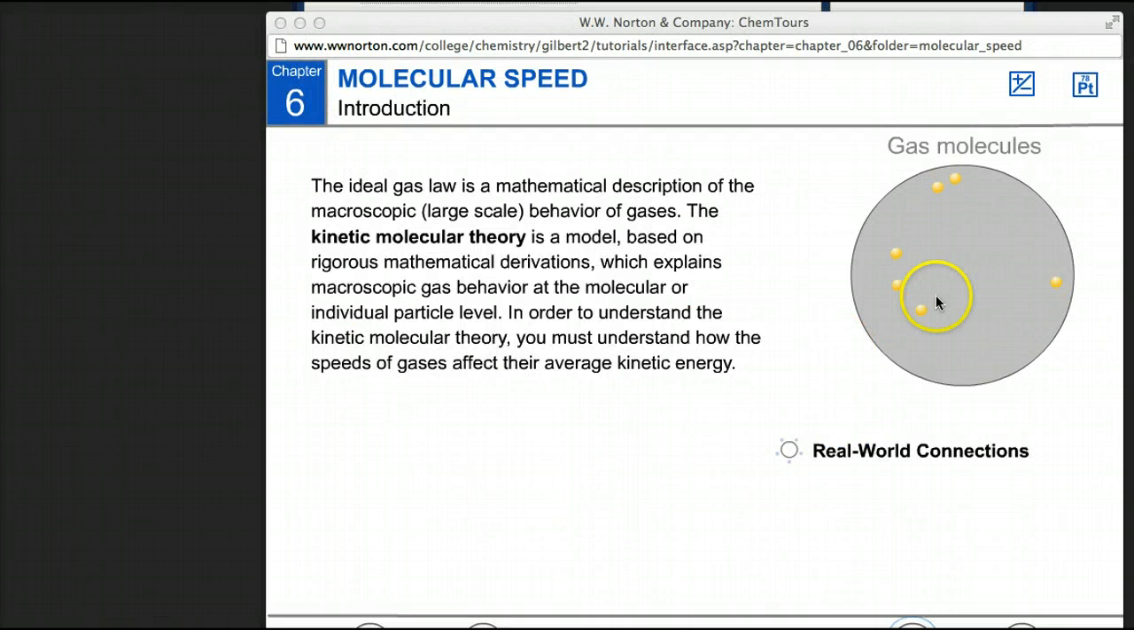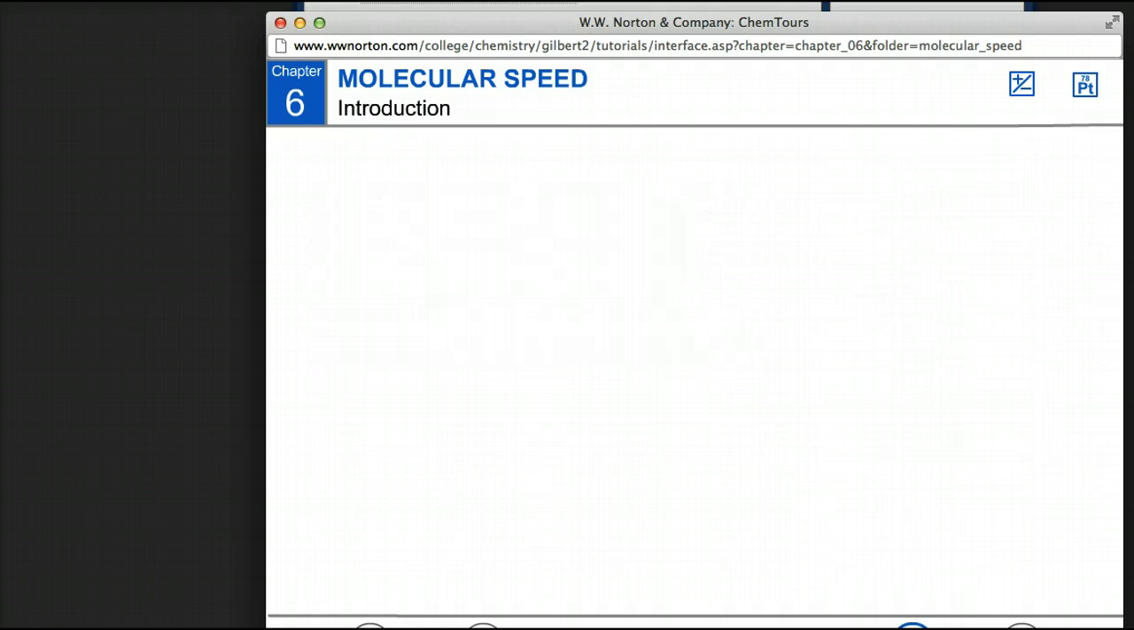Here we have some gas molecules traveling at some speed. If you notice, they're not all going the same speed. Some are colliding and hitting others, and some are being slowed down by being hit in opposite directions. So temperature is not just about motion, it's the average motion.